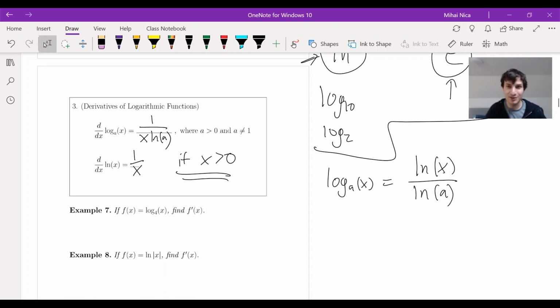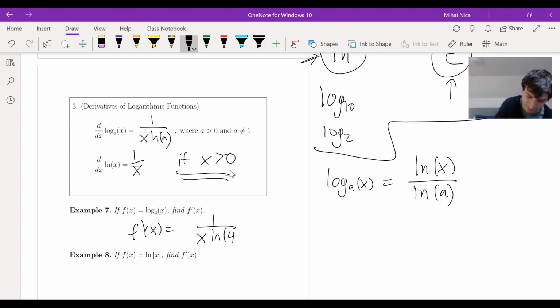Let's do the derivative of the log base 4 of x. Should I make this a top hat question? Let's not make it a top hat question. Let's just plow through. F prime of x equals 1 over x times the ln of 4. And this is for x bigger than 0. Of course, if x is less than 0, the function is just not defined because logs are not defined for things less than 0. So watch out for that.